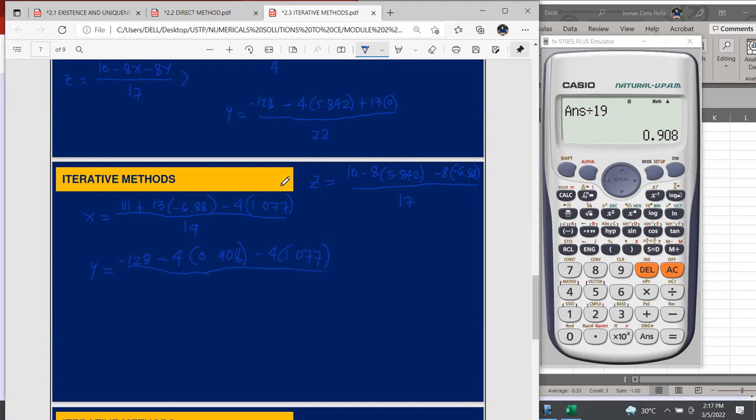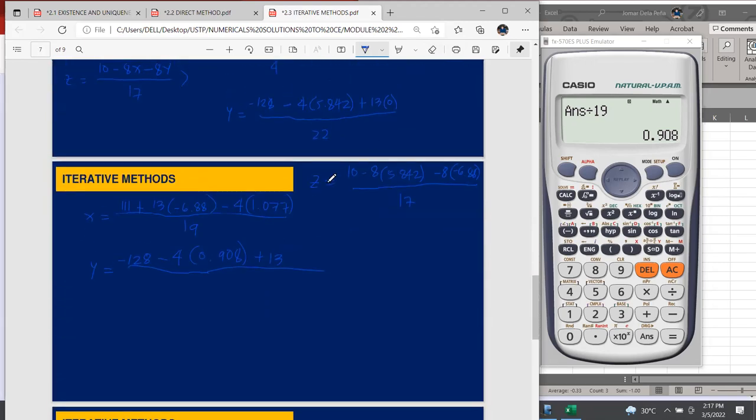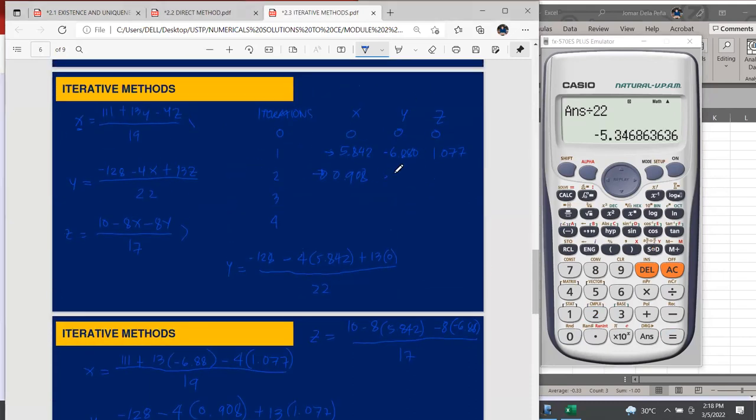Ganun ka na mag-isulat ang mga equation ni y. That is equal to plus 13 z. So naa ta'y value ni z nga latest, we have 1.077 over 22. So negative 128 minus 4 times 0.908 plus 13 times 0.077 divide 22. So next, value ni y for second iteration, we have negative 5.347.